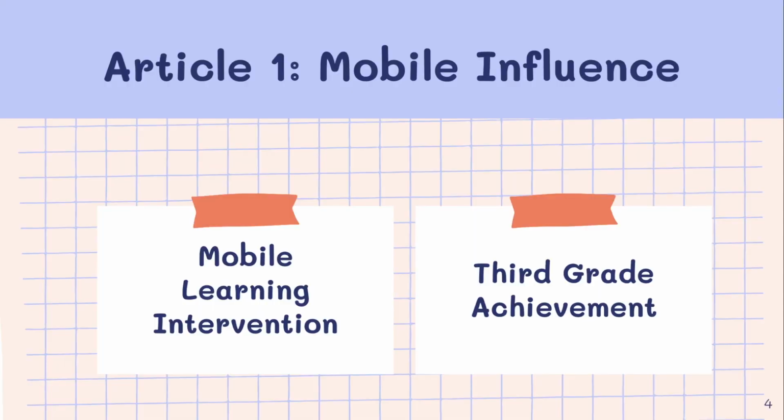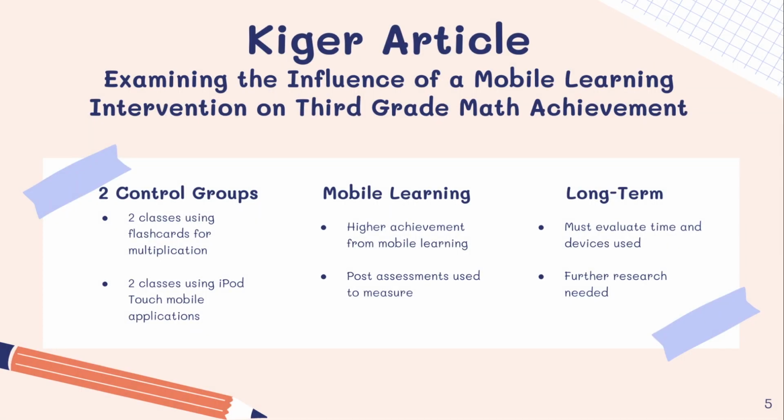Now we connect this to the first article, connecting the mobile influence that it can have on distance learning. So our first article discusses how using mobile devices can, in fact, serve as an intervention itself and increase academic achievement. And this focus is solely on the third grade level. So focusing on this level, this is a Kiger article, and they examine how these control groups are different from each other.